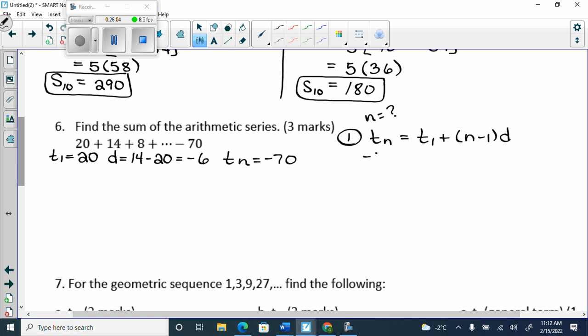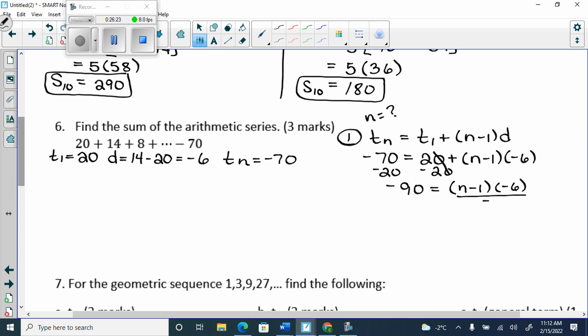Tn is negative 70. T1 is 20. I don't know n. And d is negative 6. I'm going to subtract 20. I get negative 90 equals n minus 1 times negative 6. Divide by negative 6.